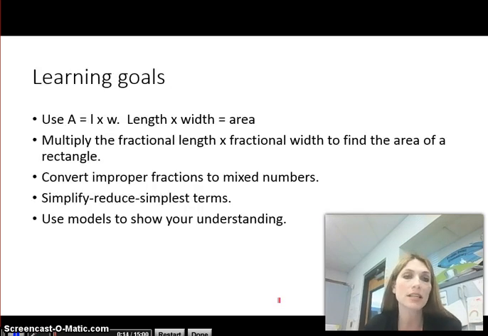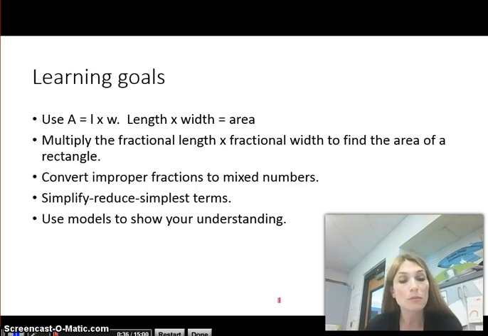Our learning goals for today's lesson are that we are going to use area equals length times width. This is going to be our formula for finding area. Today we're going to look at it with fractional length and width, but you use this to find area of anything. So we'll multiply the fractional length and fractional width to find the area of a rectangle today.